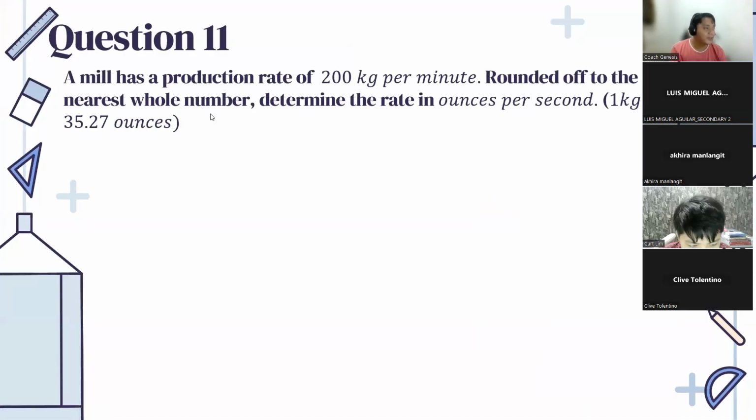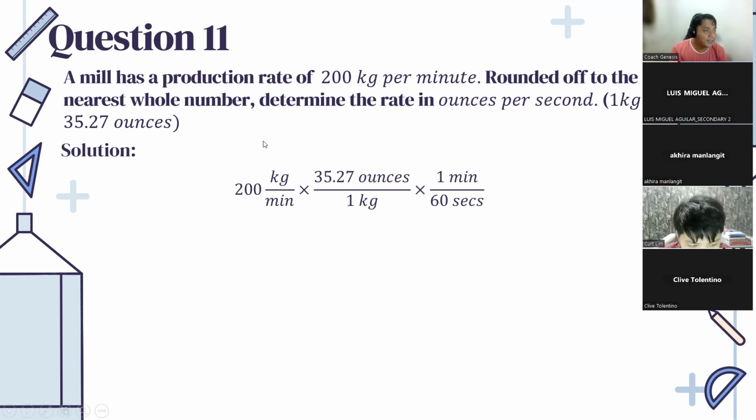A mill has a production rate of 200 kilograms per minute. Rounded off to the nearest whole number, determine the rate in ounces per second. Okay, since we already have the conversion rate, which is 1 kilogram is equal to 35.27 ounces, then we could just convert it. So you have 200 kilograms per minute. We need to convert kilograms to ounces, so that will be 35.27 ounces per kilogram. So this will just get eliminated.